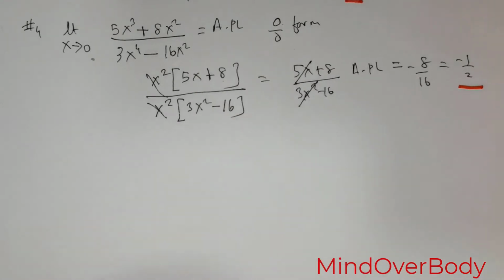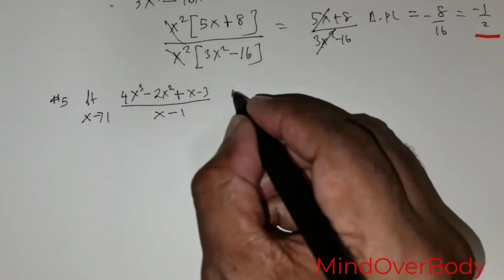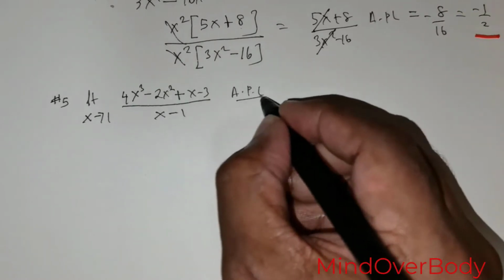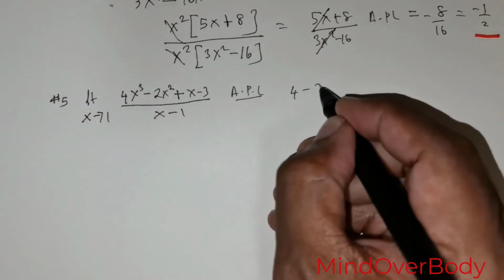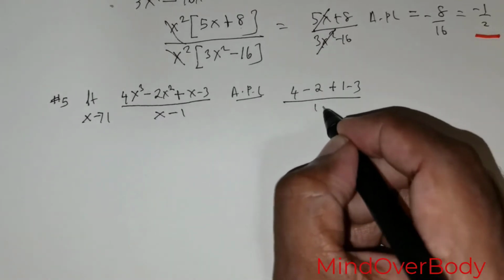So all of these questions are involving the technique of factorization. We will do one more such question and then probably we will move on. So we will start off by applying the limits. Now if I were to apply limits, this is going to give me 4 negative 2 positive 1 negative 3 divided by 1 negative 1.